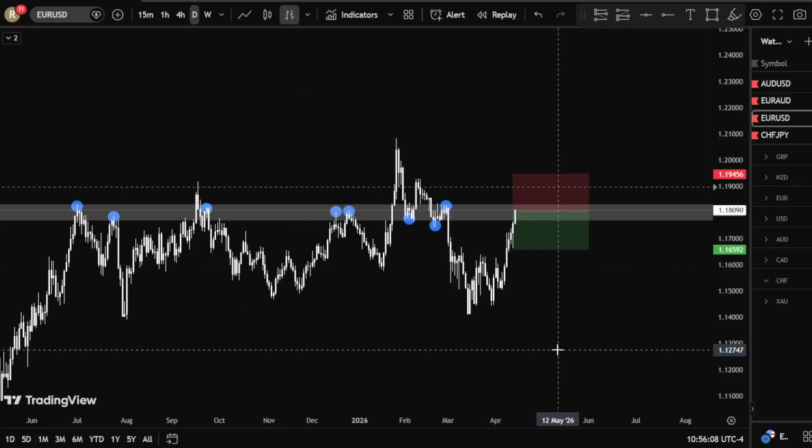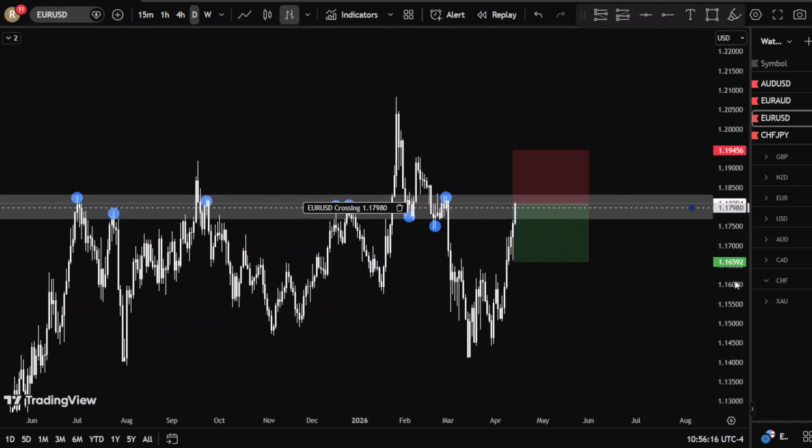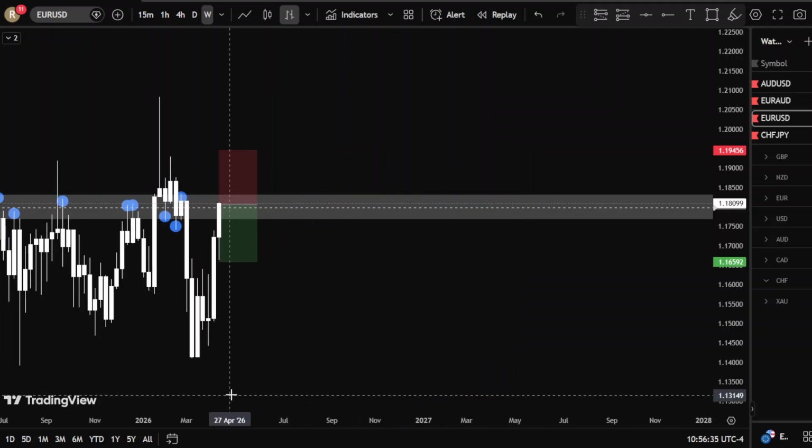I added an alert and I placed it in the middle of the box, and when price came up to that alert I took the trade because, like I said before, it had already reacted from these points before, so it's quite likely to happen again. And that's on the daily chart. If I go to the weekly, we'll see.